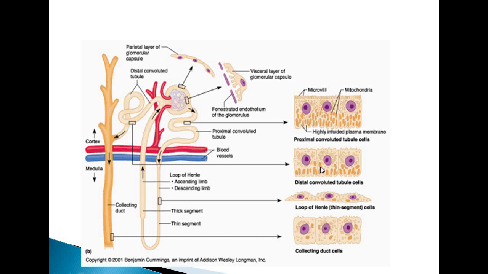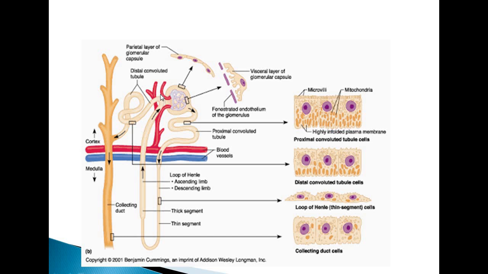Mitochondria are comparatively fewer as compared to the proximal convoluted tubule, and these tubules are mainly for the selective resorption of the substances that get filtered through the Bowman's capsule. And these are the thin and thick segments of the loop of Henle. So here at the vascular pole of the kidney, at the junction of this ascending limb of loop of Henle and the distal convoluted tubule is the location for the juxtaglomerular apparatus.